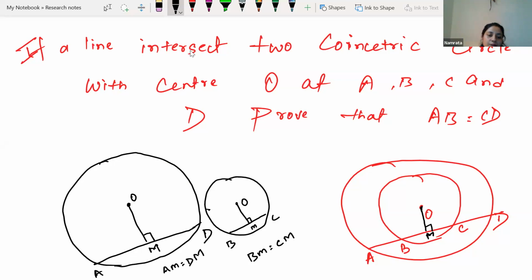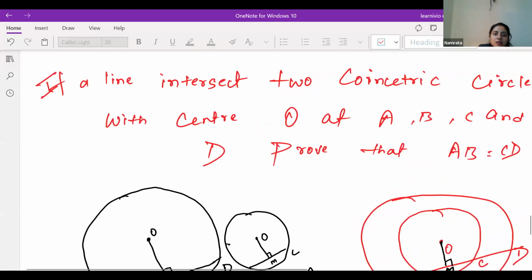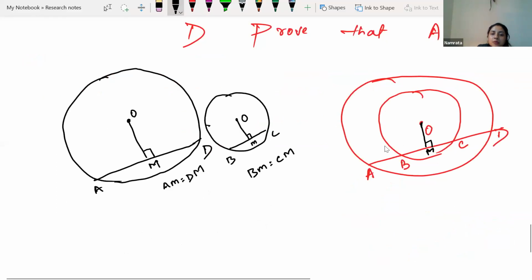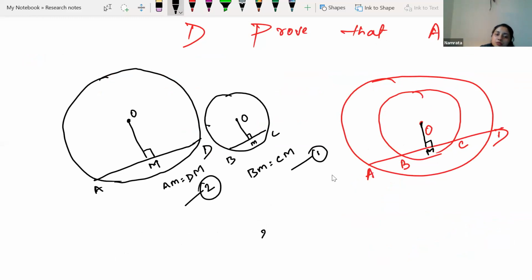Is it getting clear? Yes, ma'am. Okay. So AM and DM both are the same. Similarly, for the smaller circle, BM and CM both are the same. Now, let's say this one is equation number 1 and this one is equation number 2. If we subtract 1 from 2, that is AM minus BM is equal to DM minus CM.